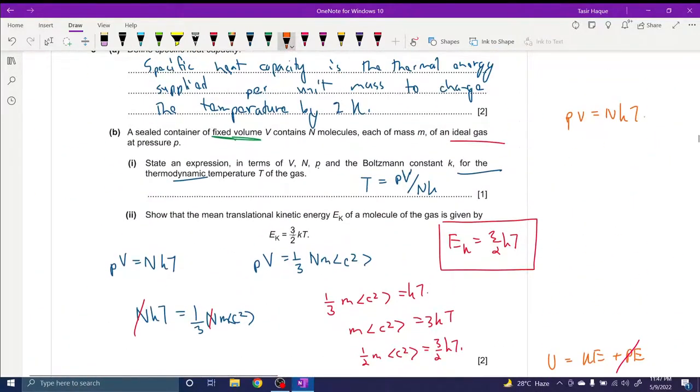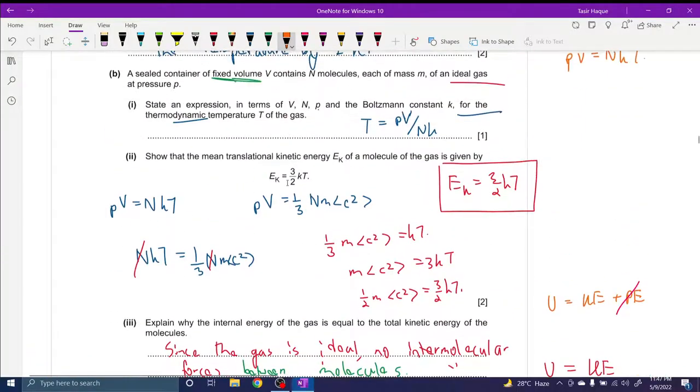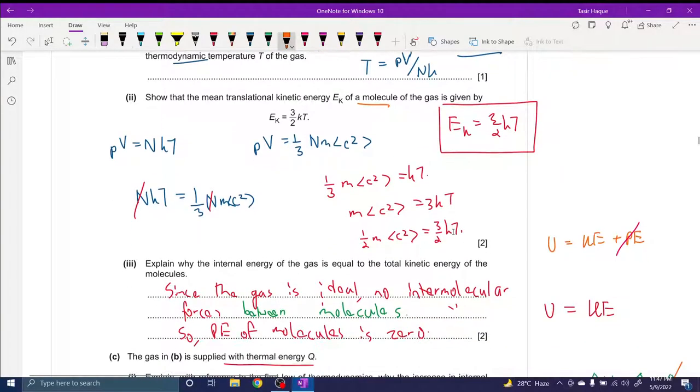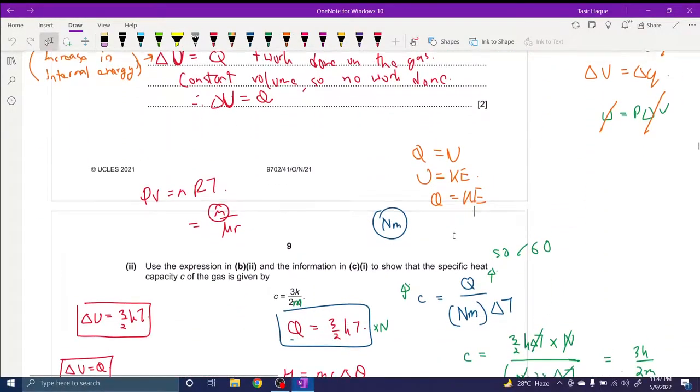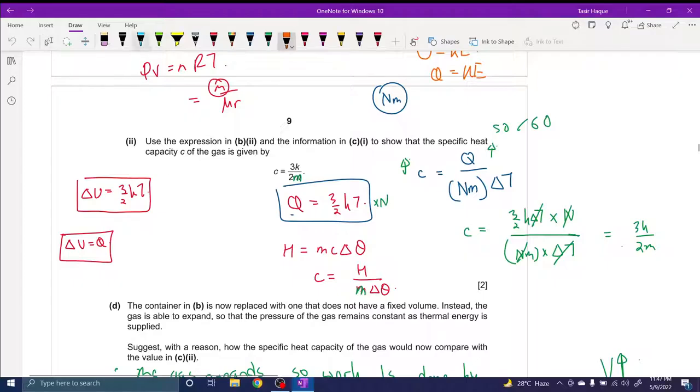We can actually equate Q with kinetic energy, and we can write that it's 3 by 2 kT. But remember, this is for one molecule only. So how are we gonna fix this? How are we gonna make this for all molecules in the gas? Basically, if you multiply it by capital N, we're gonna end up with all molecules in the gas.